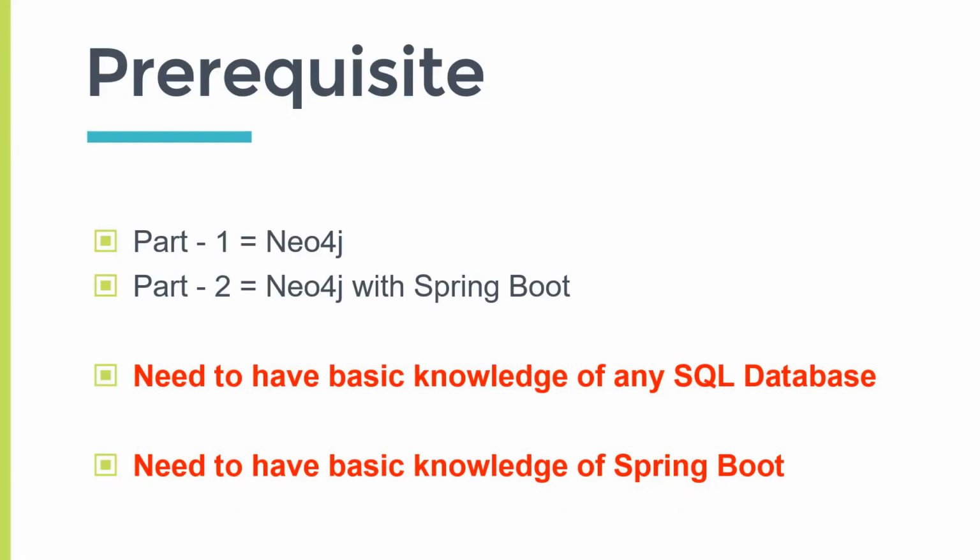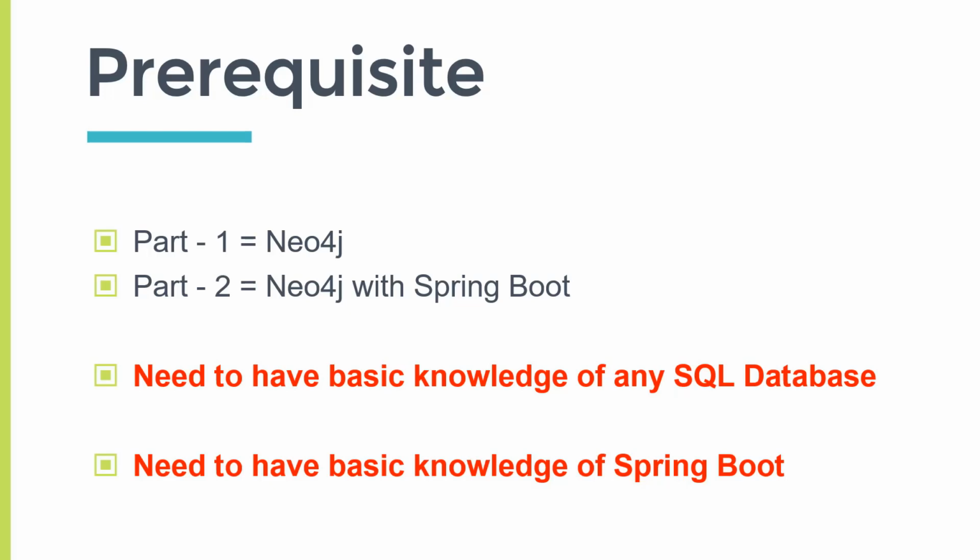Now let's talk about the prerequisite that you need to have before taking this course. So this course is majorly divided into two parts. The first is completely focused on Neo4j and the second part is how to use Neo4j with Spring Boot. If you are a database developer and just want to learn Neo4j, then part 1 is for you, and for that you just need to have basic knowledge of any SQL database like MySQL, MS SQL, Oracle or any other.